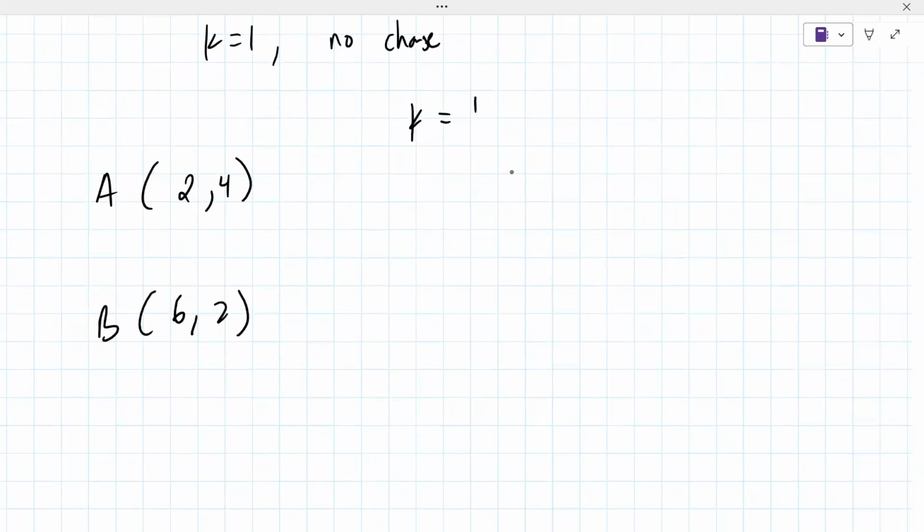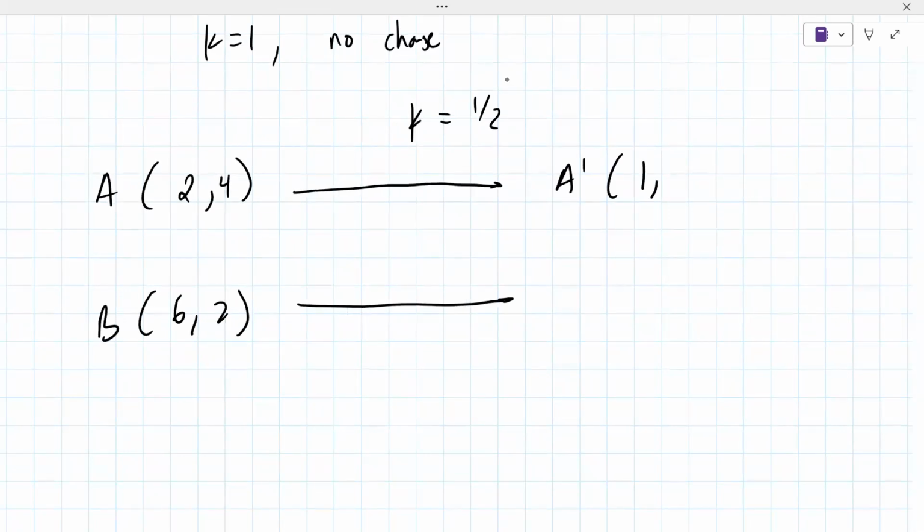Okay. So let's say k equals 1/2. What that means is that you take each of the x and y values and you multiply it by the k. So your A prime becomes 1 comma 2. You're cutting it in half.